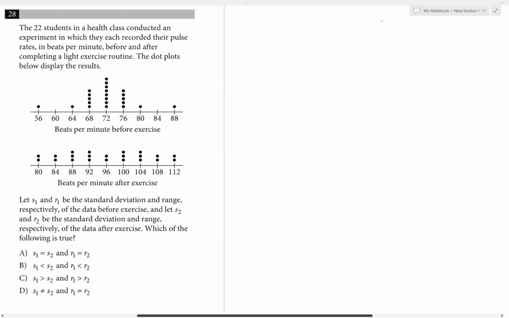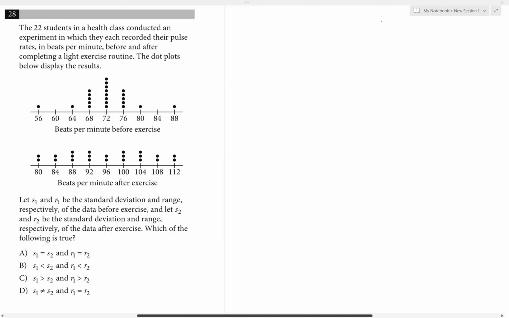All right, let S1 and R1 be the standard deviation and the range, respectively, of the data before exercise, and S2 and R2 be the standard deviation and range, respectively, of the data after exercise. Which one is true? Okay, seems like we're trying to compare the standard deviation and the range for both of the data sets. So let's do the range first.